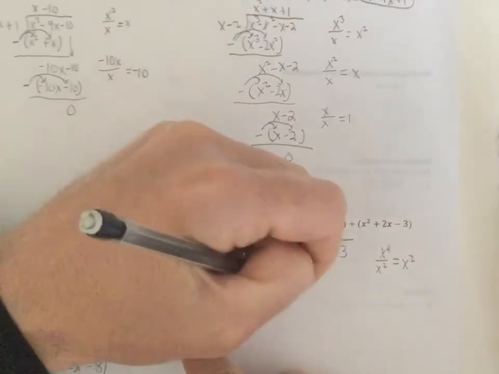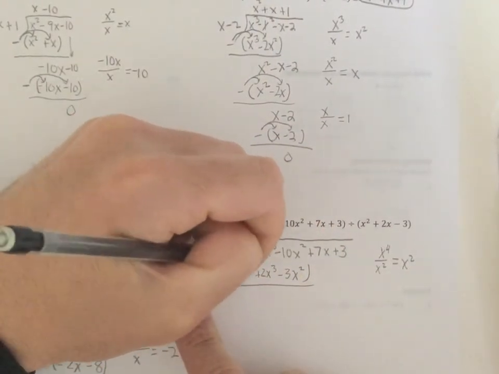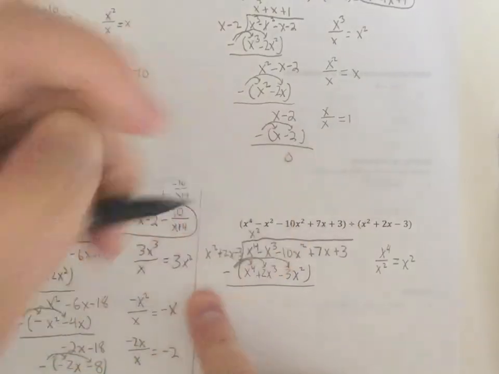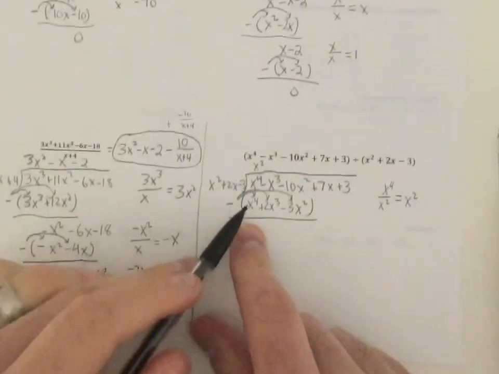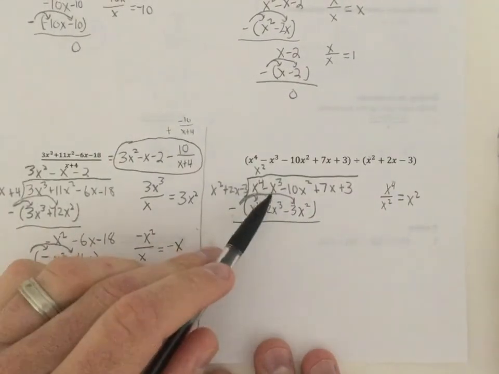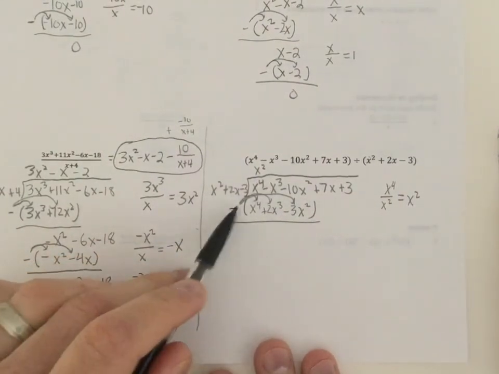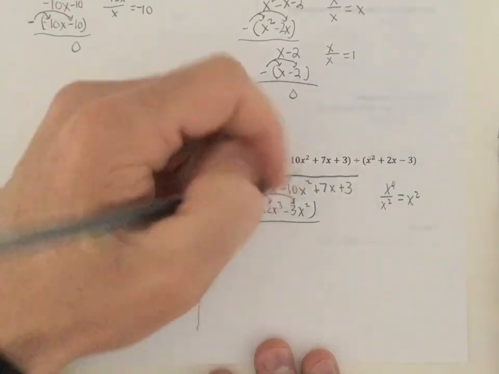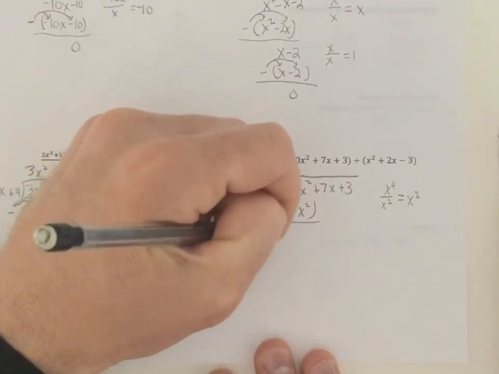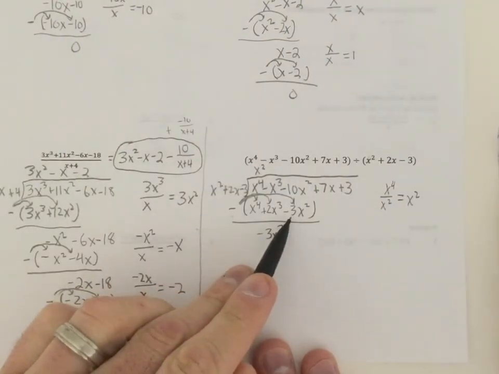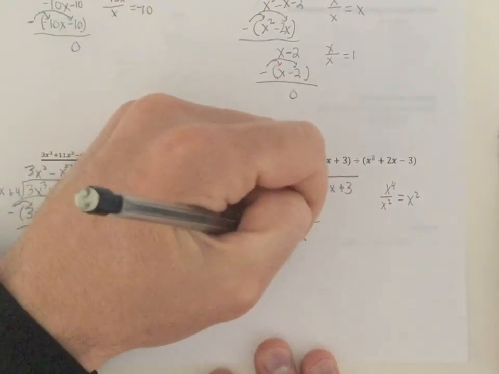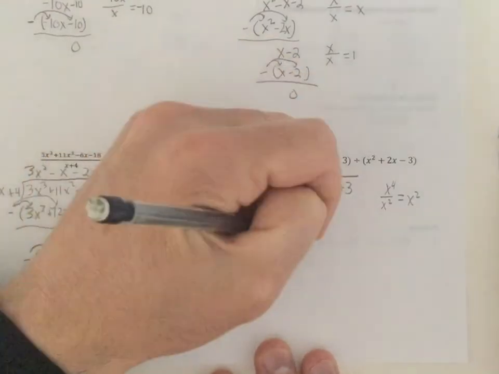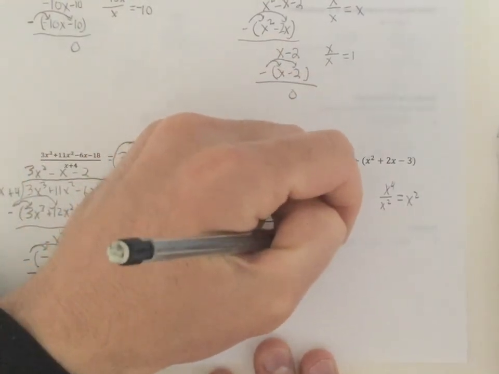Don't forget you're subtracting that, so you must distribute that negative sign through. So I really have x to the fourth minus x to the fourth, which is 0. Negative x to the third minus 2x to the third is minus 3x to the third. And then this becomes positive 3x squared. So that would be minus 7x squared. I bring down what I have left, which is plus 7x and plus 3.